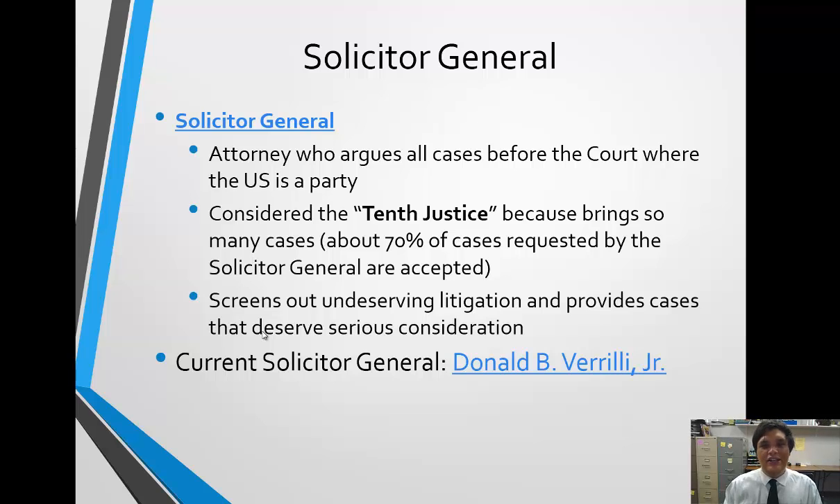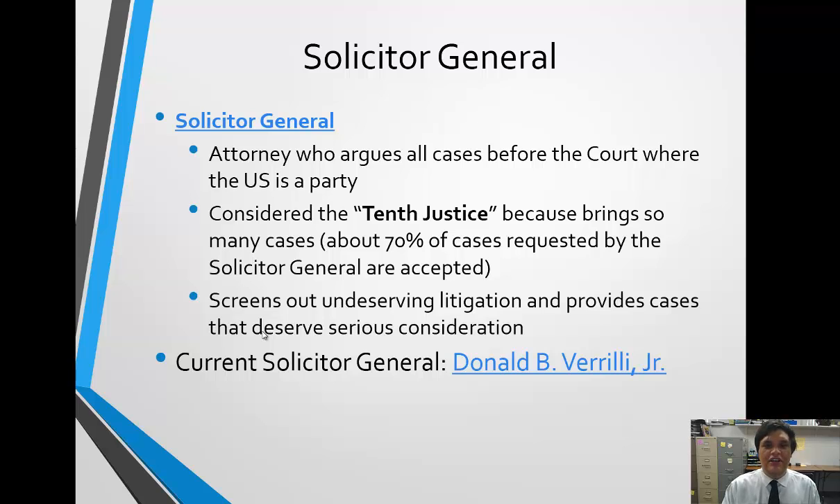In a lot of ways, the Solicitor General has a lot of control of what is actually on the docket before the Supreme Court. And not only that, he is actually present in the courtroom while the Supreme Court is deciding these cases. He's arguing on behalf of the United States, or the United States as an interest group, I guess I should say, before the Supreme Court. In many ways, the Solicitor General screens out undeserving litigation and provides cases that deserve serious consideration. So that's why the Solicitor General is so important.